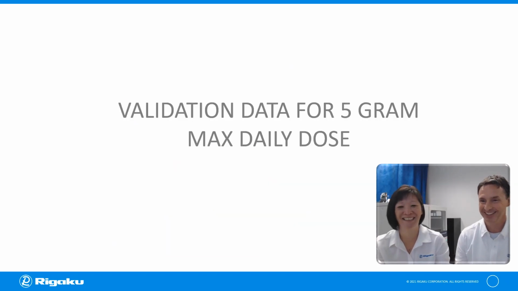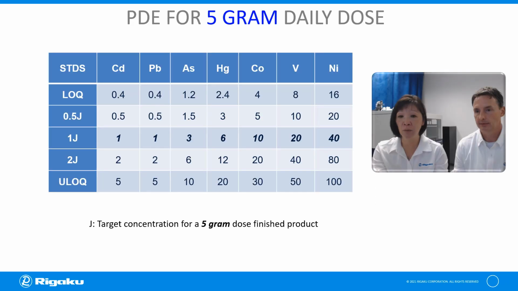That's right. Okay, so now that we did 1 gram, how did we do in the 5 grams? The data here is very similar to the 1 gram daily dose. The only difference here is our concentration limits are more stringent. So we have to go down to lower levels, and this is proving that even at a 5 gram daily dose level, we can meet those requirements.